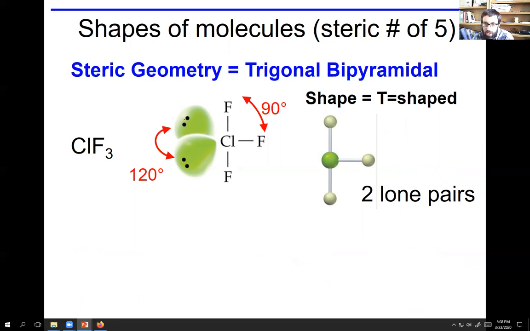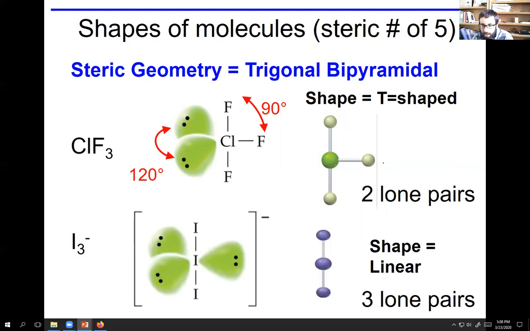Now you've removed 2 from this triangular position, and that ends you up with a T-shaped. Again, it's going to be less than 90 degrees here because of those lone pairs. Ideally it would be 90 degrees, but it's always going to be less, okay? If you remove all the triangles, well, you're back to linear. This is going to be 180 degrees exactly.